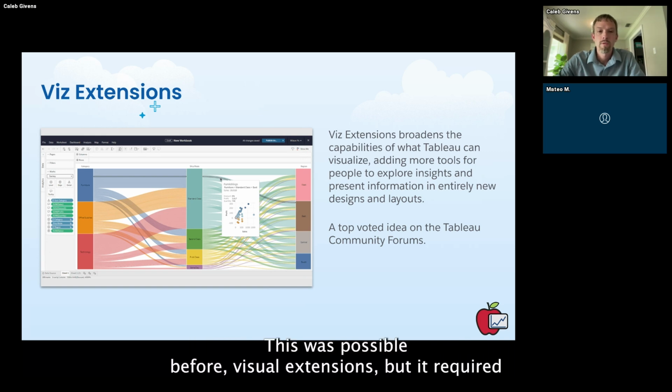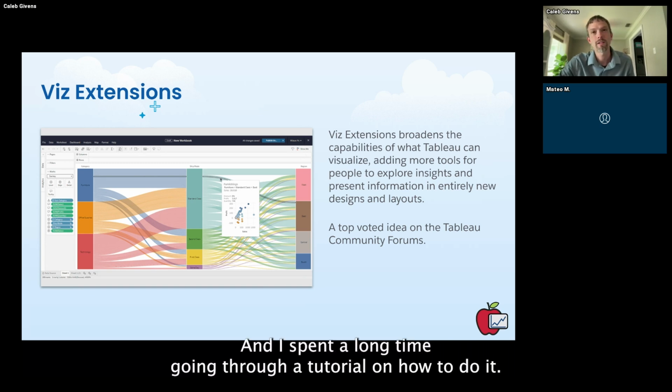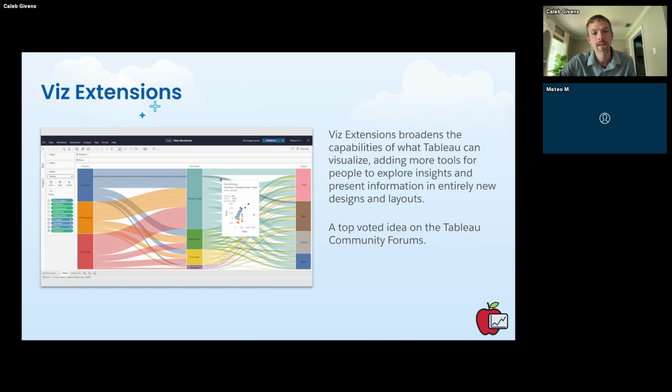This was possible before Viz extensions, but it required a lot of custom calculations, a lot of mathematical calculations, and I spent a long time going through a tutorial on how to do it. And in my experience, it didn't work quite as I wanted it to. It was kind of clunky. It did not look this nice.